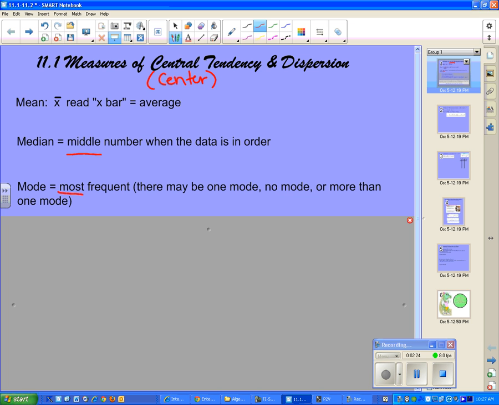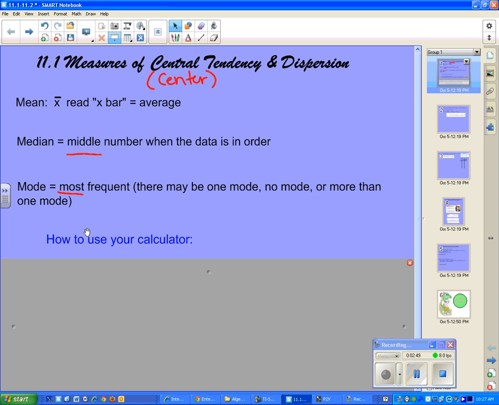There may be one mode if there's only one number that happens more frequently than the others. There may be no mode if all of your data points happen the same number of times. Or there might be more than one mode. Maybe you get the number 3 and 7 more than any of the other ones, so you could have more than one as well.